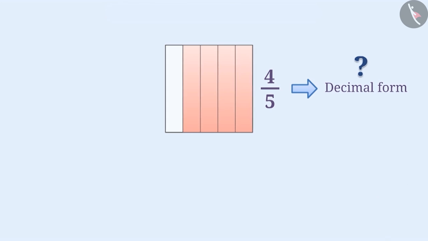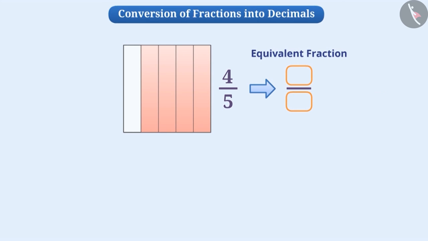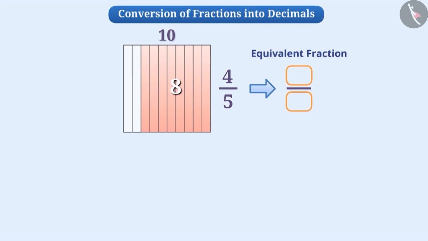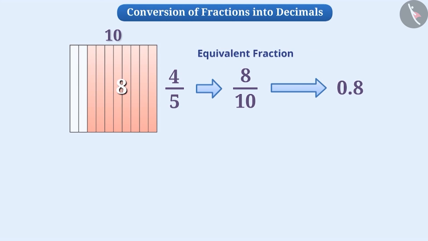Let me tell you. To represent any fraction in decimal form, we need to find its equivalent fraction, whose denominator must be a number like 10, 100, 1000, etc. To find the equivalent fraction of 4 by 5, we will divide each part of the square into two equal parts. Thus, we will get a total of 10 equal parts. Now, 8 of these parts are shaded. So, we can say that the equivalent fraction of 4 by 5 is 8 by 10. We will represent the same in decimal form as 0.8.